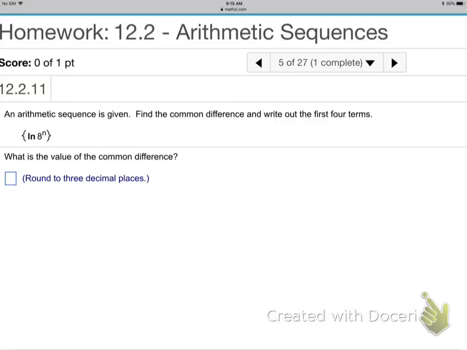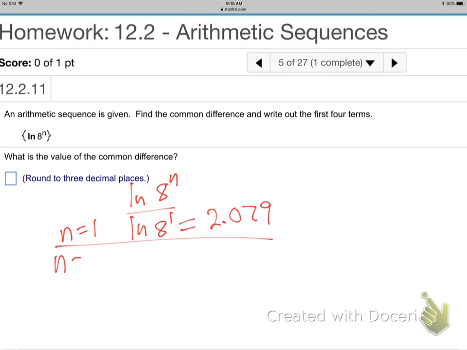What's the difference? All right, so the formula is natural log of 8 to the n. Plug in 1, 8 to the 1. And they want to build the calculator. All right, I'm going to go grab mine. So natural log of 8, to 3 decimal places, is 2.079.